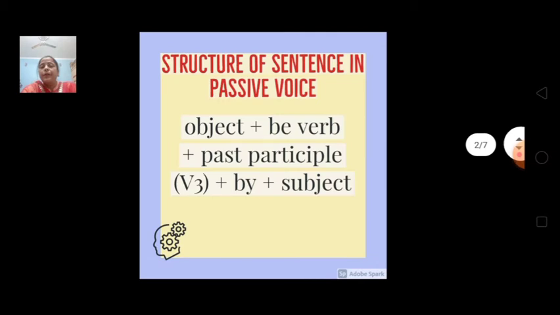We have already discussed the structure of a sentence in passive voice. Object comes first, then forms of be, then the past participle form of the main verb, which is the third form of the verb, plus by plus subject. So this is the structure of a sentence in passive voice. Now, when we have to change passive voice to active voice, it is not very difficult, children, it only requires a little concentration. We have to just do the opposite of this.